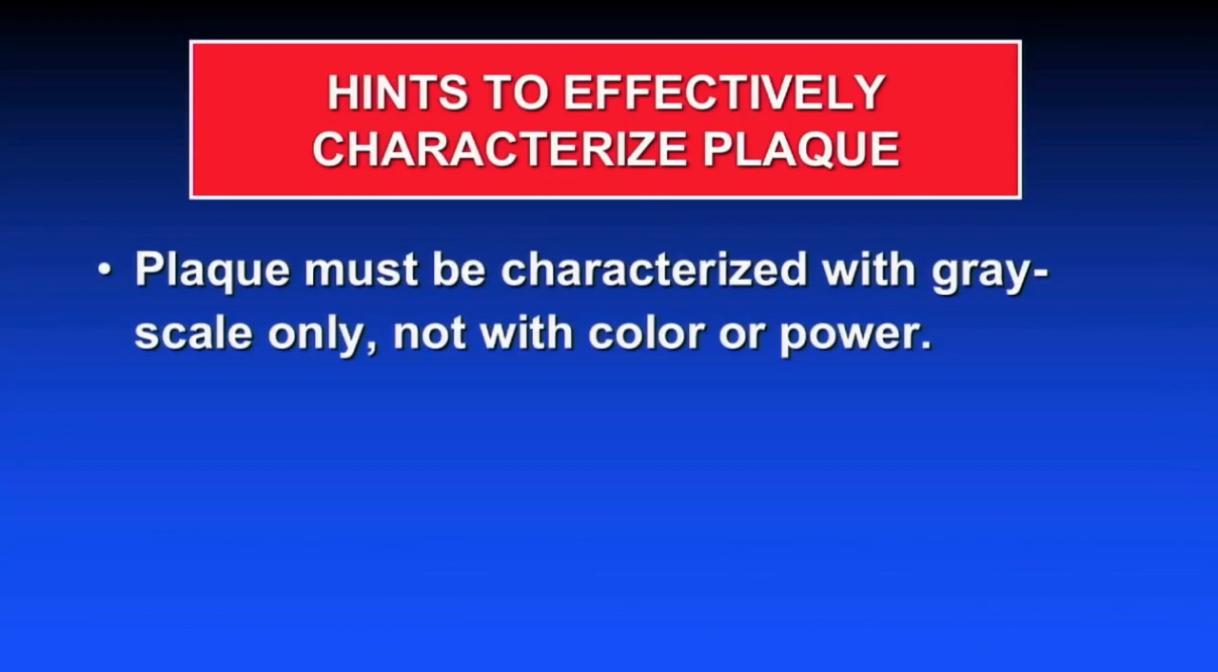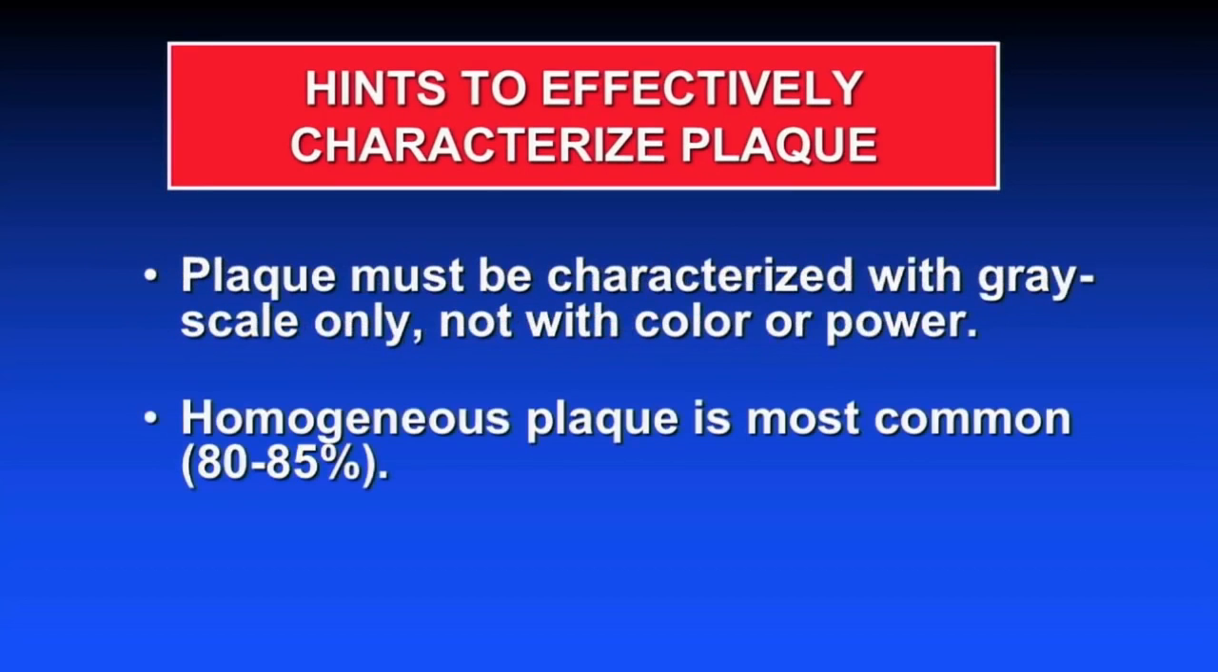Now, how do you do it? How can we effectively characterize plaque? Why aren't you doing it? Number one, mistakes that people make. You can't look at the image with color. You have to look in grayscale because when color is on, the grayscale assignments change dramatically, and you can't successfully characterize anything. You have to turn the color off, the power off, and only image the vessel in grayscale to look at the vessel wall to make a certainty of what type of plaque it is. Remember also, heterogeneous plaque is unusual. Homogeneous plaque is 80 to 85% of the time.